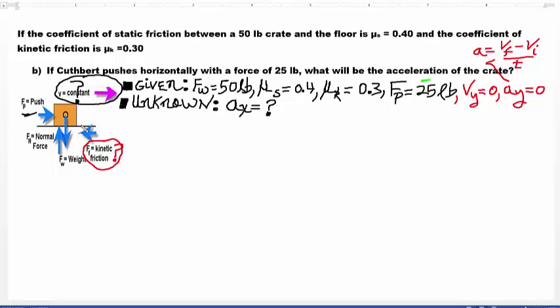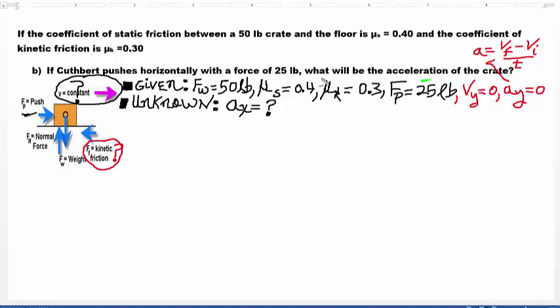We also know that the velocity along the y-axis is 0, regardless of whether or not the crate is at rest or is moving along the horizontal surface. The crate is not moving upwards or downwards, so it is at rest in the y direction. Therefore, the acceleration is 0 because the final velocity along the y-axis is 0, as is the initial velocity.